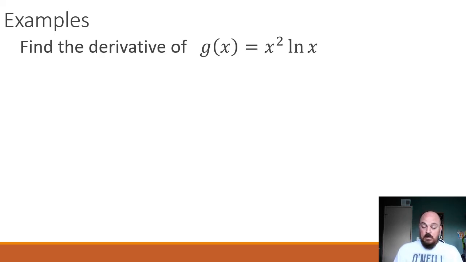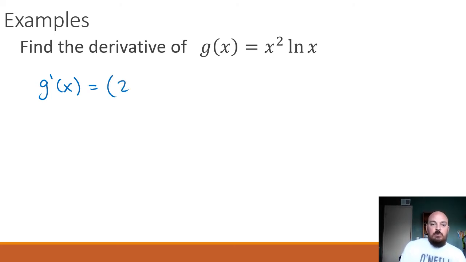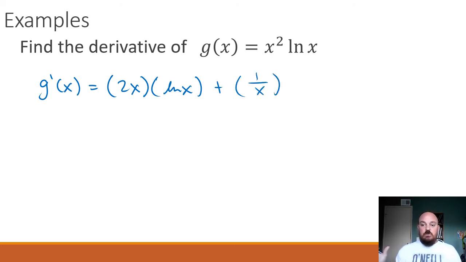Right here we have a product rule example. So let's find g prime. Now product rule is derivative of the first times second plus derivative of the second times first. So the derivative of the first function, that's x squared. The derivative of x squared would be 2x times the second function, which is natural log x, plus the derivative of the second function. Now this is an easy one. No chain rule or anything, that's just 1 over x.